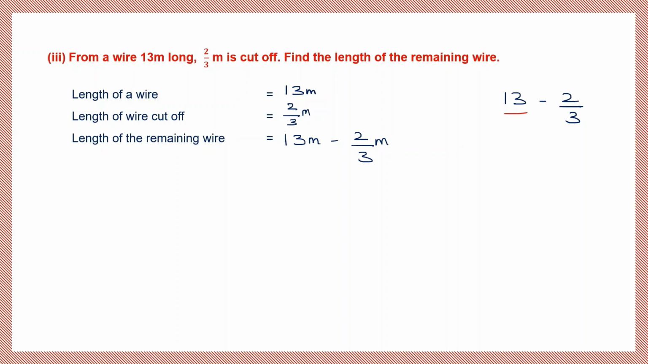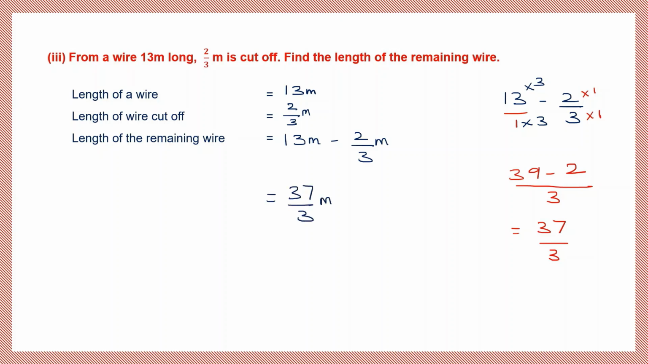So this will have the denominator 1. Now since 1 and 3 are the denominators, your LCM will simply be 3. So 1 into 3, so 13 into 3, 13 3s are 39, minus 2 1s are 2. So 39 minus 2, which is 37 by 3. So here we get the length of the remaining wire is 37 by 3 meters.